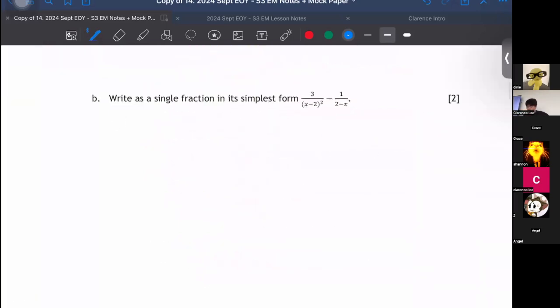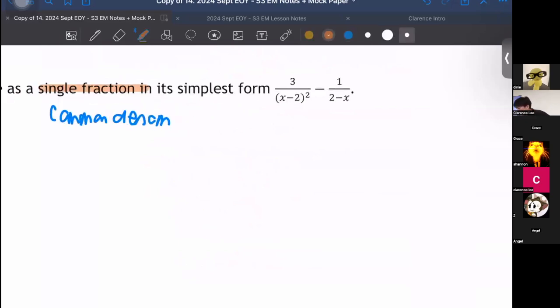Okay, next question, you must express as a single fraction, which means the concept here is you must have the common denominator. So common denominator, then you can combine into a single fraction. Now you have an x minus 2 and a 2 minus x. So you want to make sure that the denominator is the same. You realize that x minus 2 and 2 minus x, the main difference is a negative sign. So instead of writing 2 minus x, what you can do now is factorize out the negative sign. So what you will get is negative (x minus 2).